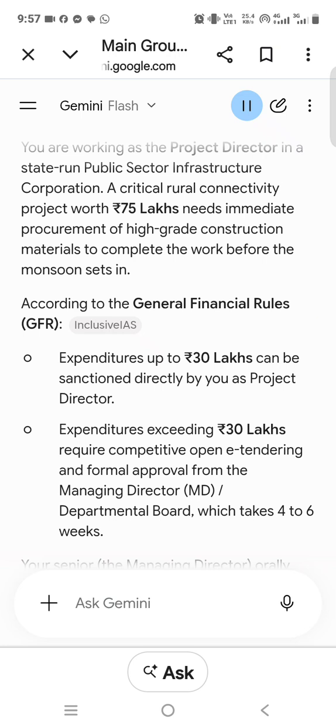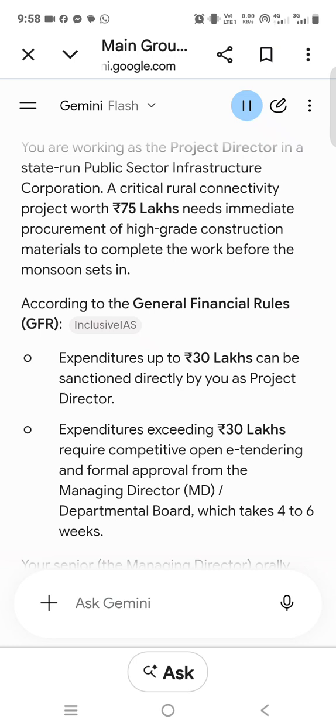Stakeholders involved. Project Director, you: a civil servant torn between career progression, superior orders, and adherence to financial rules, GFR. Managing Director, senior: exercising administrative authority while encouraging financial irregularities. Selected local vendor: potential beneficiary of non-competitive, split tender favors. Public, commuters: entitled to durable infrastructure constructed through transparent spending.